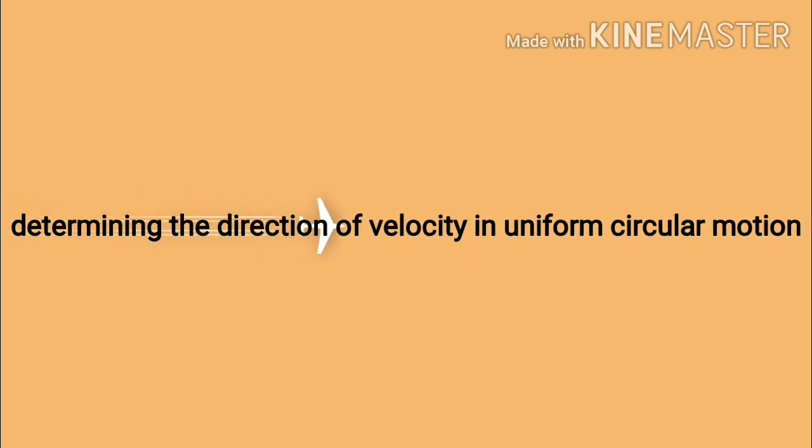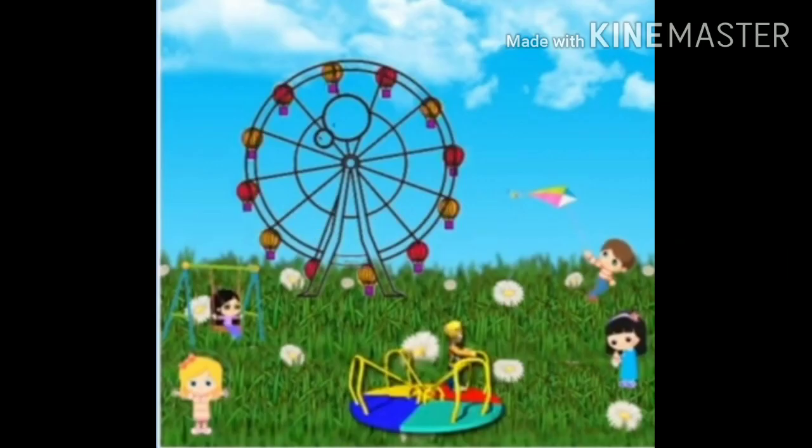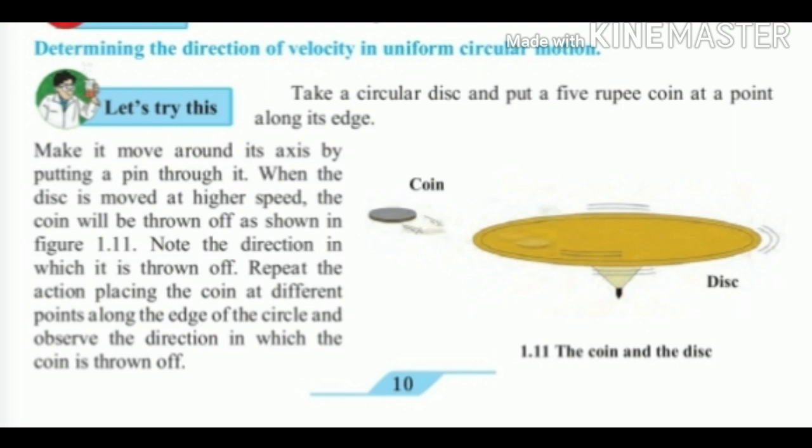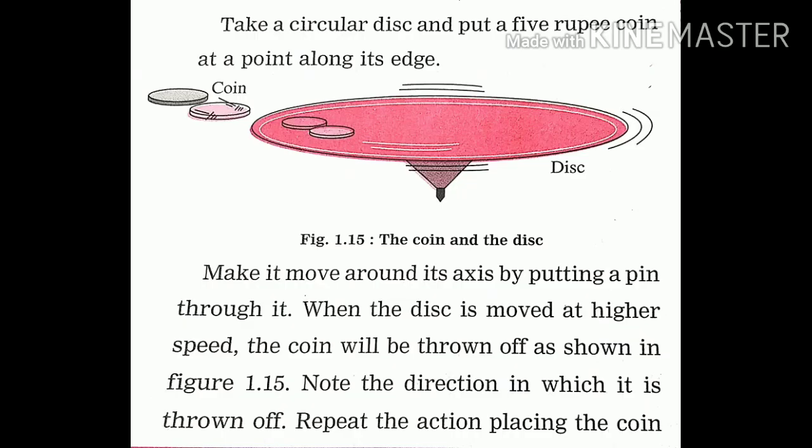The next concept is determining the direction of velocity in uniform circular motion. This concept can be explained with the help of one of the activities given on page number 10 in Let's Try This. Here you take a circular disc and put a 5 rupees coin at a point along its edge. Then you make it move around its axis by putting a pin through it. When the disc is moved at a higher speed, the coin will be thrown off as shown in the figure. Note the direction in which it is thrown off.